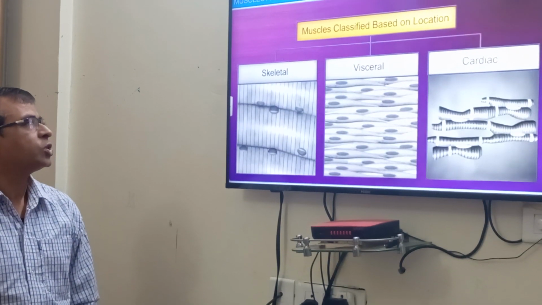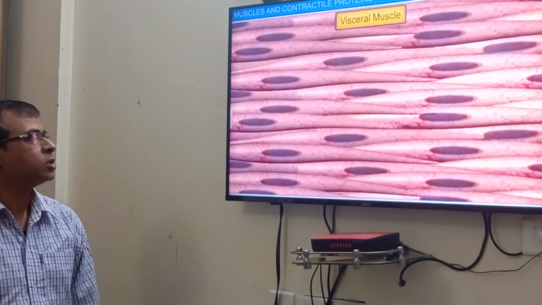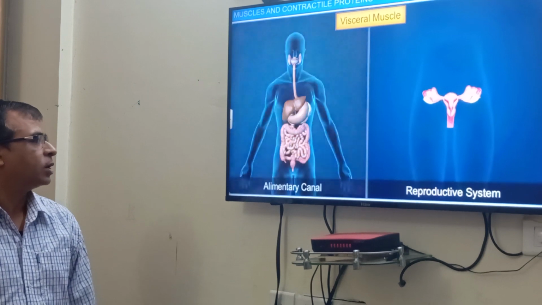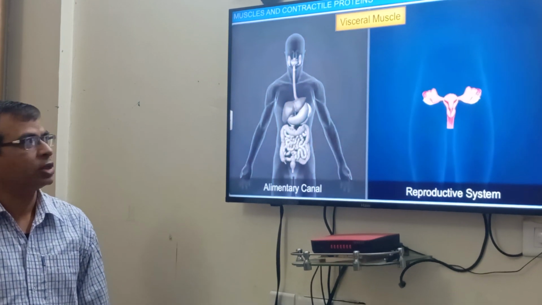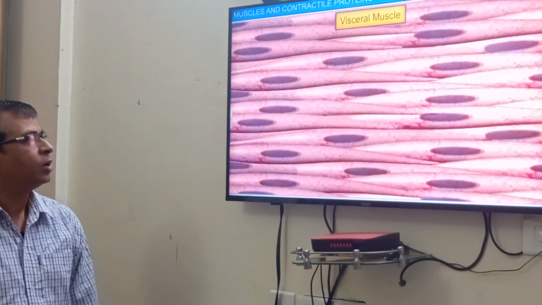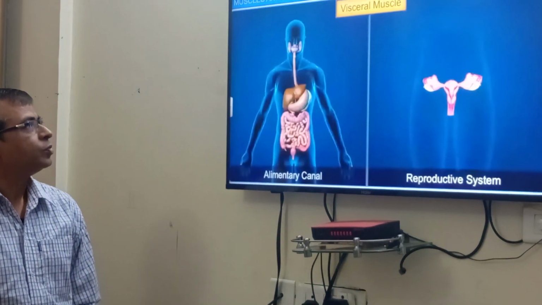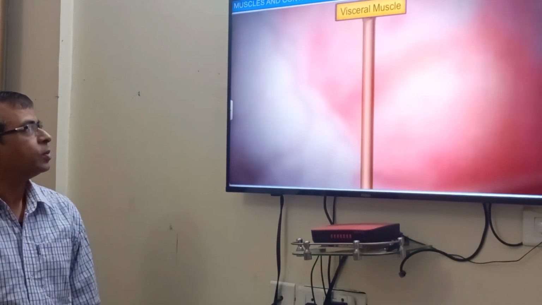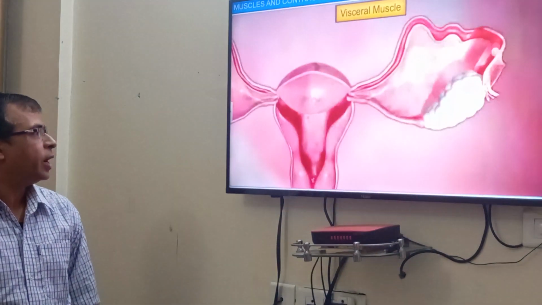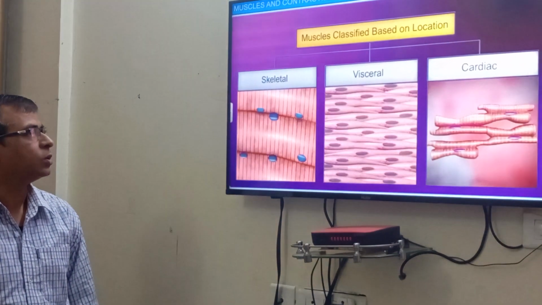Next is the visceral muscle. This is found in the internal organs of the body, like the alimentary canal and reproductive systems. It is a smooth muscle, non-striated and involuntary. Through visceral movements, food travels through the canal, and visceral muscle is also present in the reproductive systems.